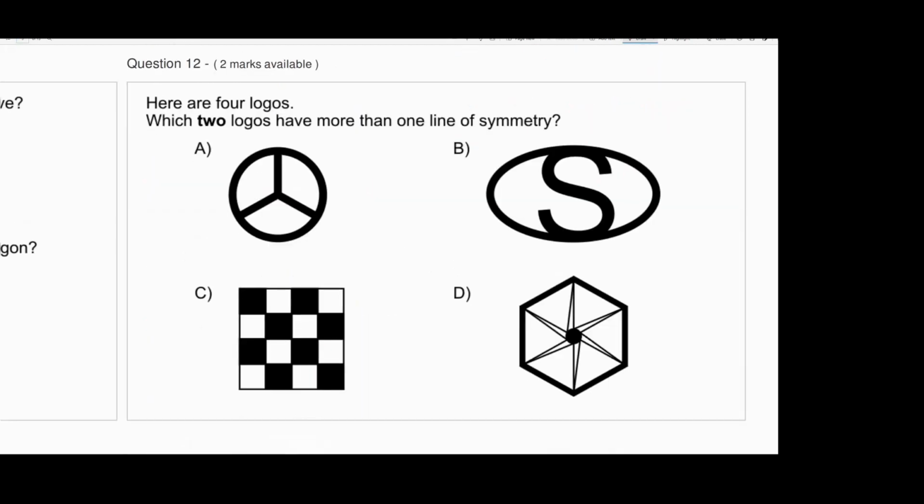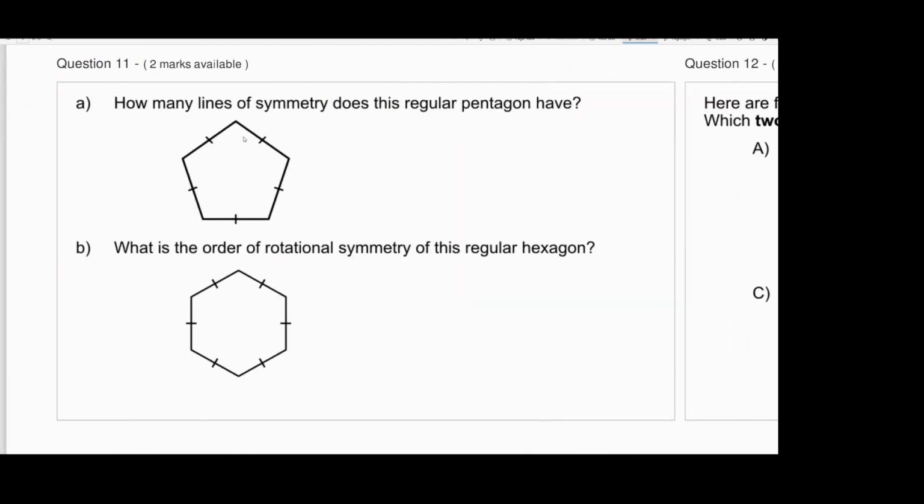So if we move on to the symmetry questions, how many lines of symmetry does this regular pentagon have? So remember, lines of symmetry are like how many ways you can fold something in half. So with this one, I can fold it in half once, twice, 3 times, 4 times, I haven't drawn it very well, and 5 times. So you can fold it in half on itself 5 times. That means it has 5 lines of symmetry, right? 1, 2, 3, 4, and 5. So we have 5 lines of symmetry.